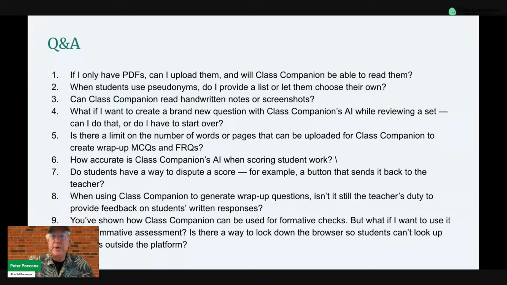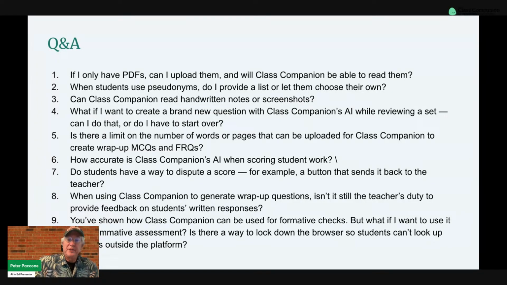And so, no, I don't believe that it's a teacher's duty to assess all written work. I think it depends. And when you have a program like Class Companion, I also can see where you could say, okay, I'm going to run it all through initially, and then I'll back check 20%, and find out for yourself what that's all about. Which then also goes to question number 9.